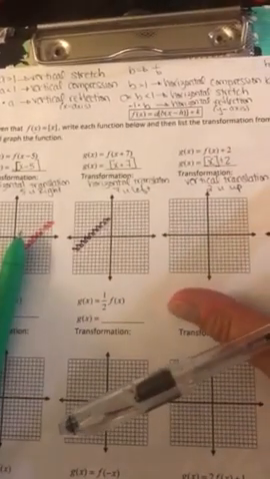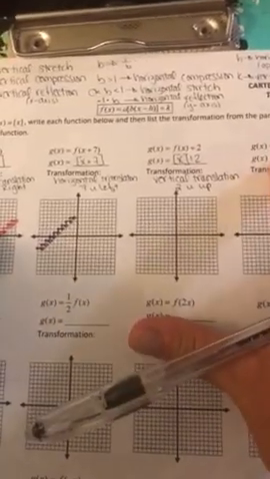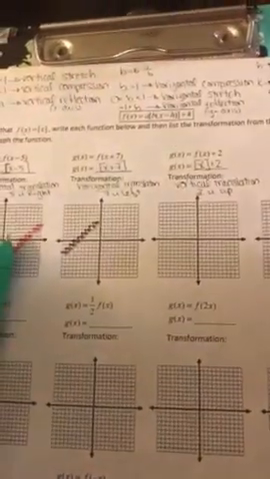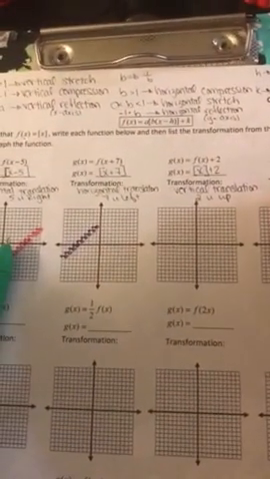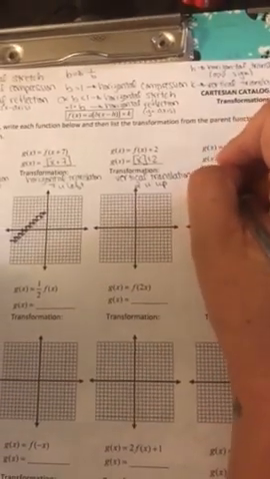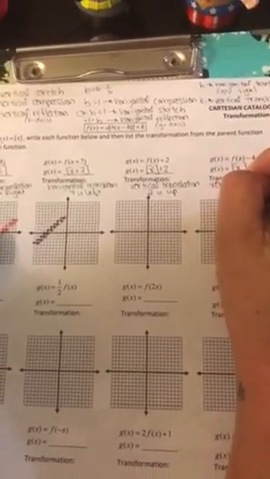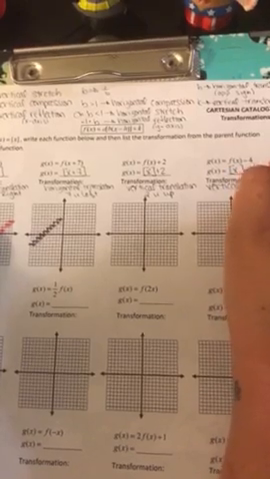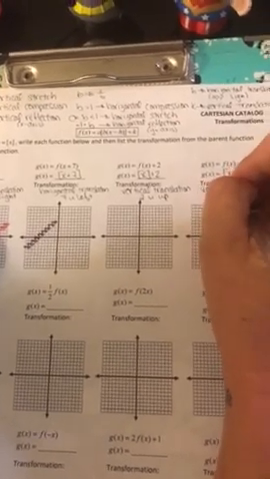And for this one, it's f of x minus 4. So I'm going to take the stated function, which again is the greatest integer function, and I'm going to subtract 4. So the transformation from the parent function is a vertical translation because we have that k value, 4 units down. All right, here we go.